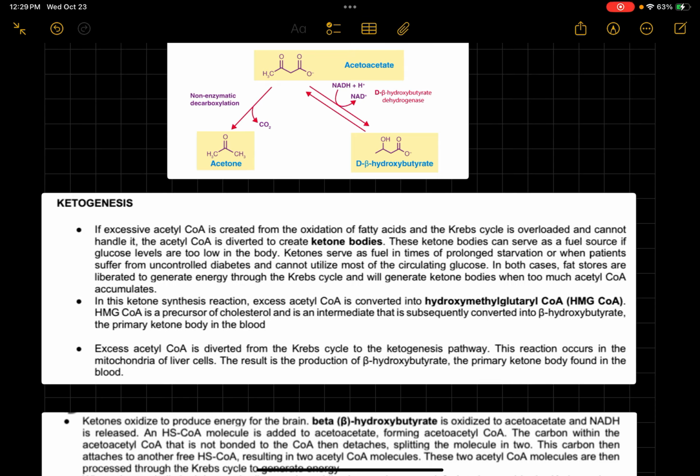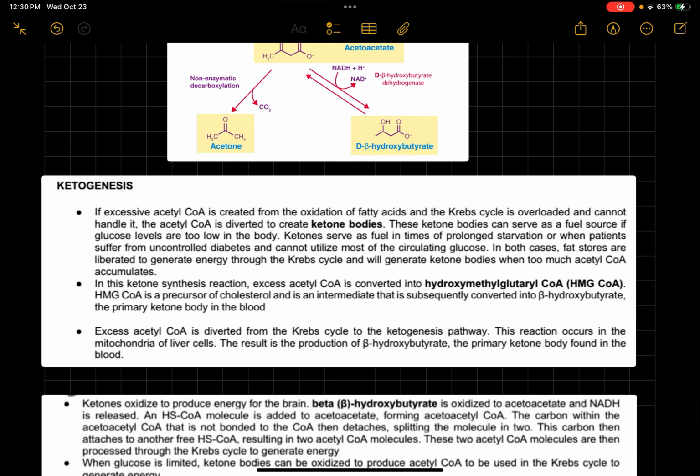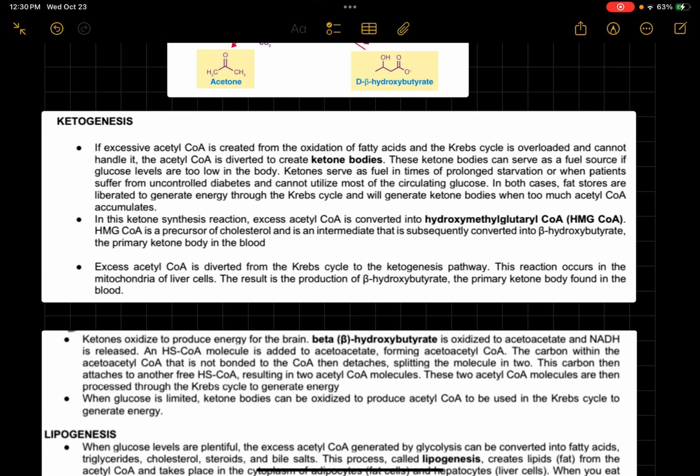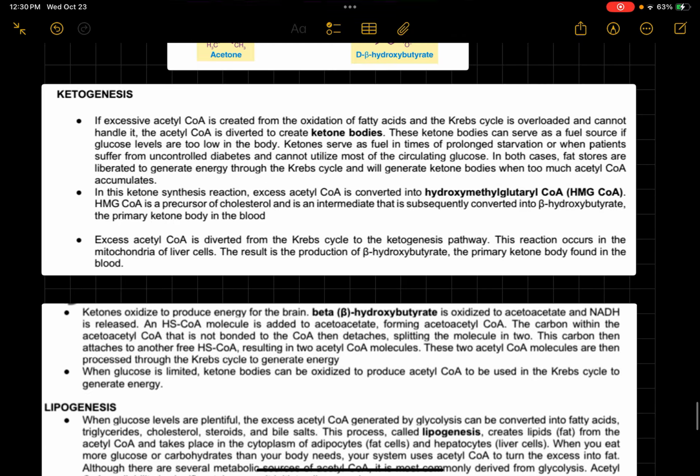In both cases, fat stores are liberated to generate energy through the Krebs cycle and will generate ketone bodies when too much acetyl-CoA is accumulated. In this ketone synthesis reaction, acetyl-CoA is converted into hydroxymethylglutaryl-CoA, or ang aton short term for that is HMG-CoA. So, the HMG-CoA is a precursor of cholesterol and is an intermediate that is subsequently converted into beta-hydroxybutyrate, the primary ketone body in the blood. So, excessive acetyl-CoA is diverted from the Krebs cycle to the ketogenesis pathway. This reaction occurs in the mitochondria of liver cells. The result is the production of beta-hydroxybutyrate, the primary ketone found in the blood.